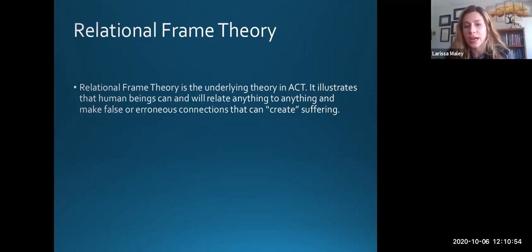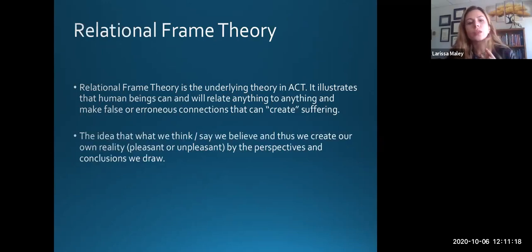This is also the underpinning for ACT. And what it's saying is that human beings can and will basically relate anything to anything, and they will make a number of false, or what are called erroneous, connections that create a lot of the automatic thinking, which then causes the emotional pain or suffering. And so the idea in this theory is that whatever we say to ourselves, whatever we're thinking, whether it's internally or we're actually verbalizing it, our mind believes it literally.